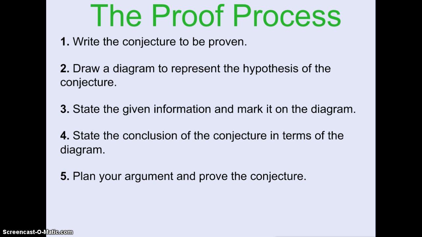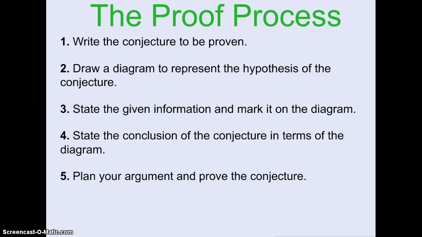Alright, here we have the proof process. Step 1 says to write the conjecture that needs to be proven. I will say, given this, prove this. So you need to write what you are trying to prove at the top. This is your goal in mind. Number 2, draw a diagram to represent the hypothesis of the conjecture. Occasionally it'll be representing triangles or angles. Drawing a picture is going to be your biggest help.